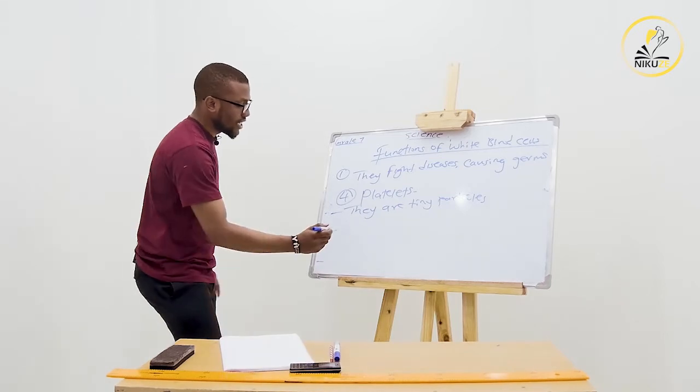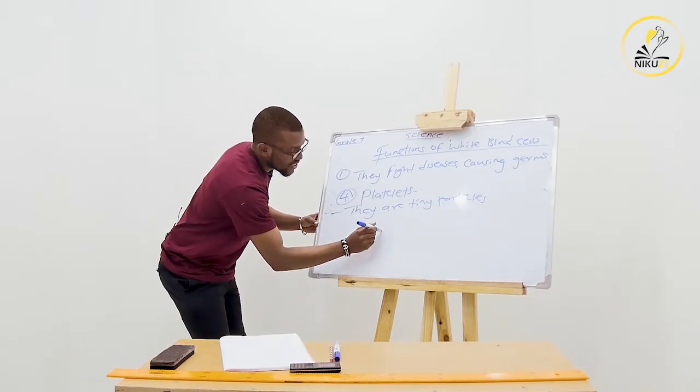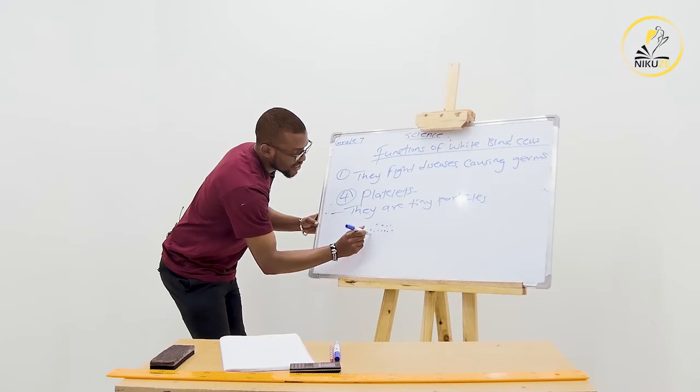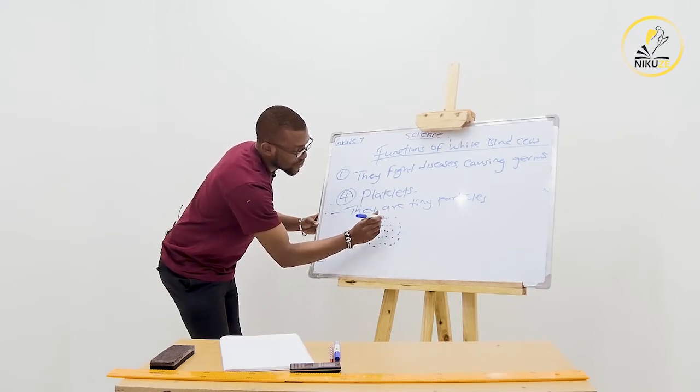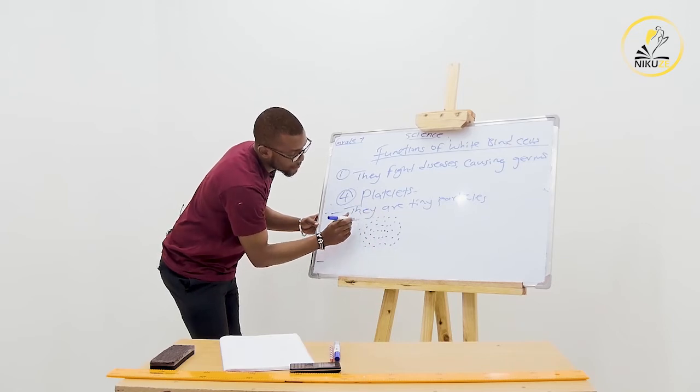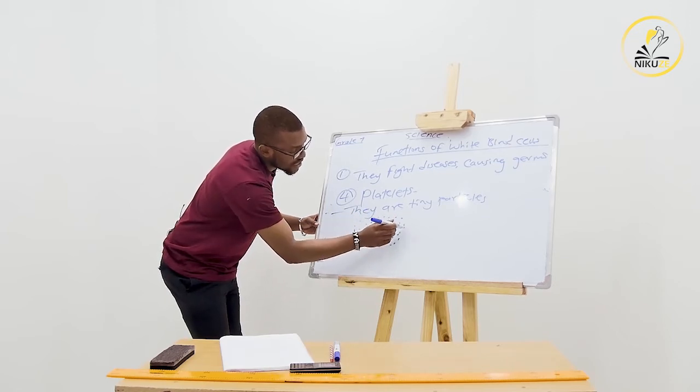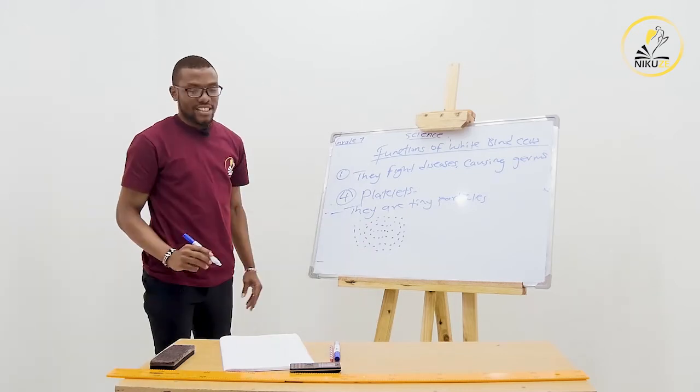So this is how they look. Very tiny particles. When you see structures like this, just know that these are the platelets. That is how they look.